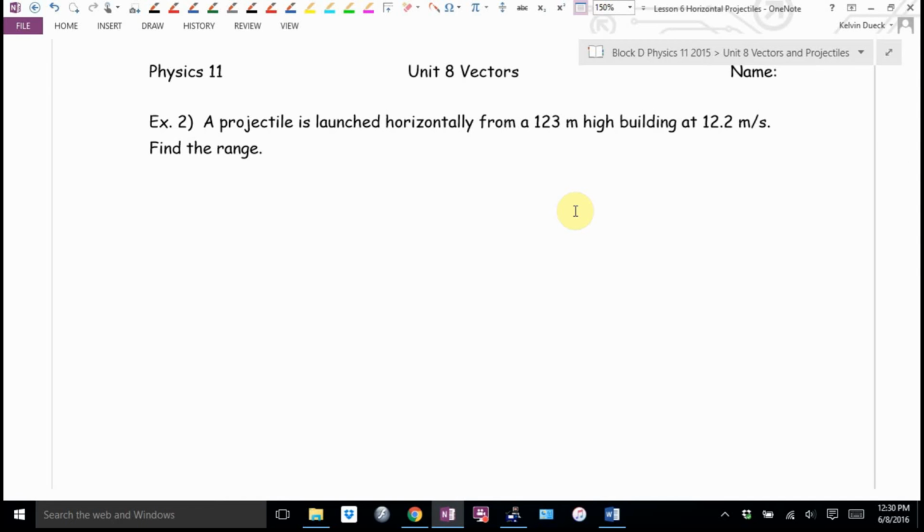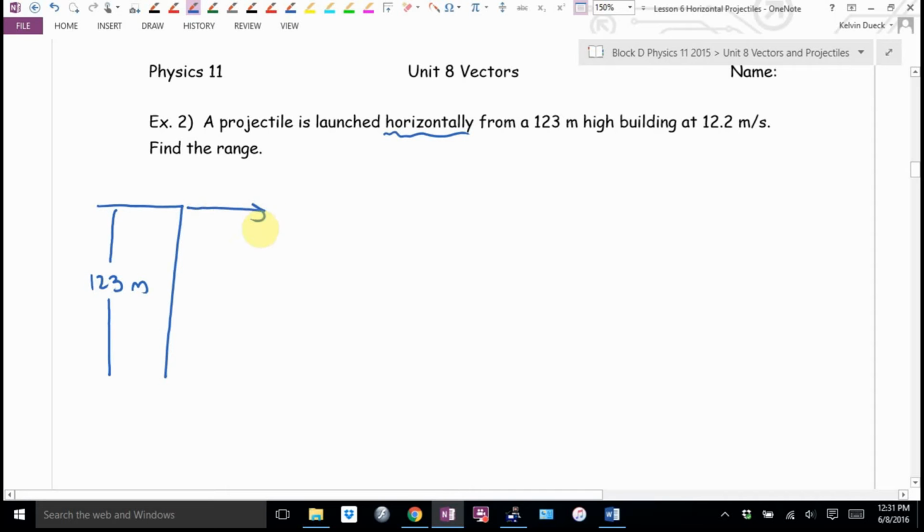Okay. How am I going to start? So projectile is launched horizontally. Probably underline the word horizontally. That kind of lets me know this question is going to be not too bad. From a 123 meter high building at 12.2 meters per second, find the range. How am I going to start this? Building is 123 meters high. And the velocity is 12.2 meters per second.